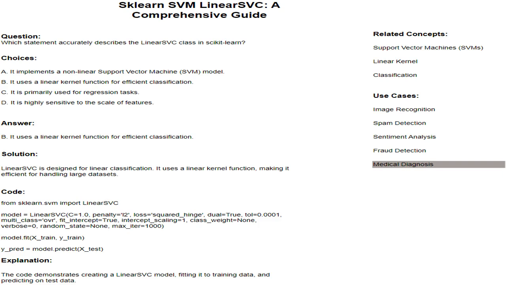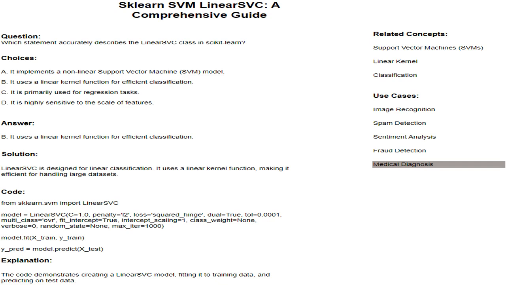Which of the following statements accurately describes the nu parameter in NuSVC? A. It controls the number of support vectors used in the model. B. It regulates the trade-off between the model's complexity and its ability to generalize. C. It determines the kernel function used to map the data into a higher dimensional space. D. It influences the penalty assigned to misclassified data points.